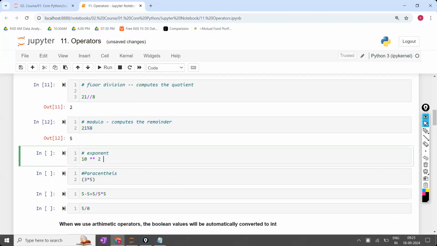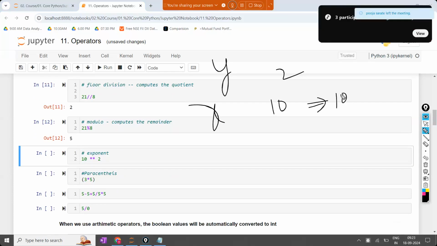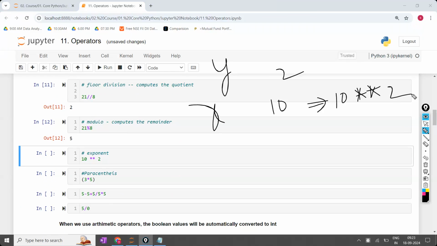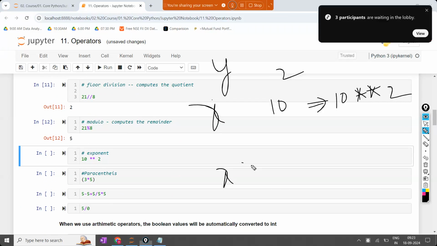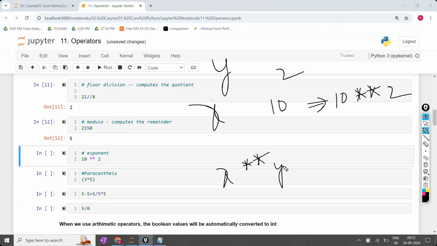Next, power. X to the power of y. Means I want 10 square. How are we going to write 10 square in Python? 10 double star 2. That is the meaning of 10 to the power of 2. So x to the power of y, in Python we write x double star y. Double star indicates power, exponent. So 10 power 2 means 10 square. What is 10 square? 100.